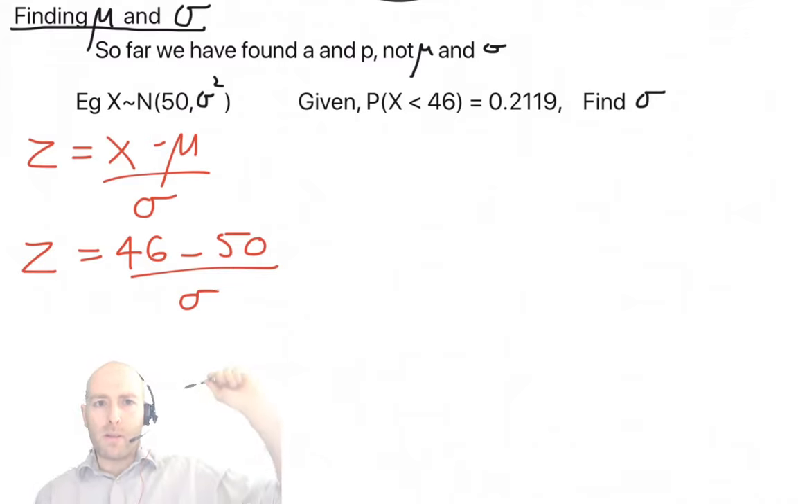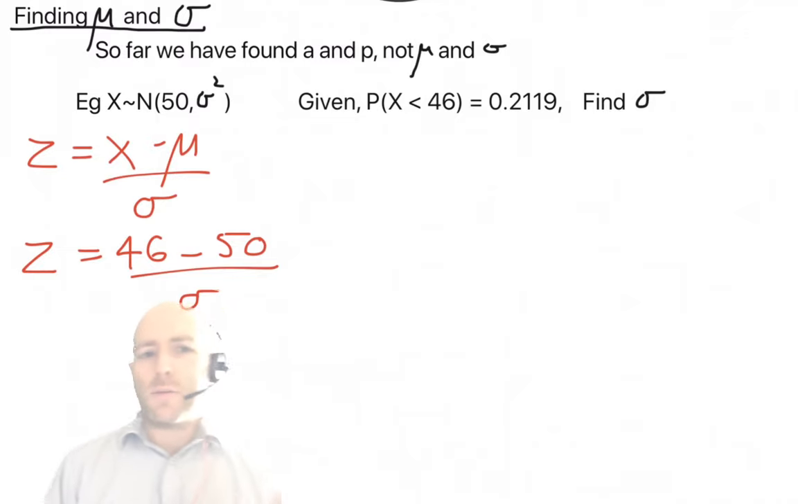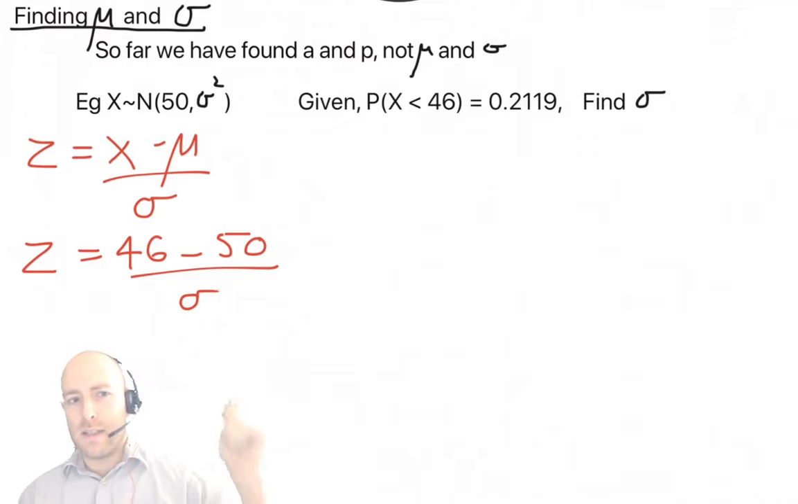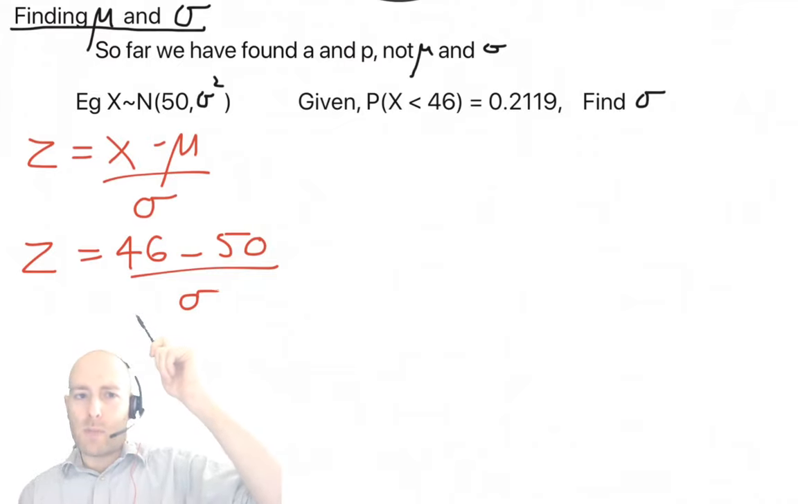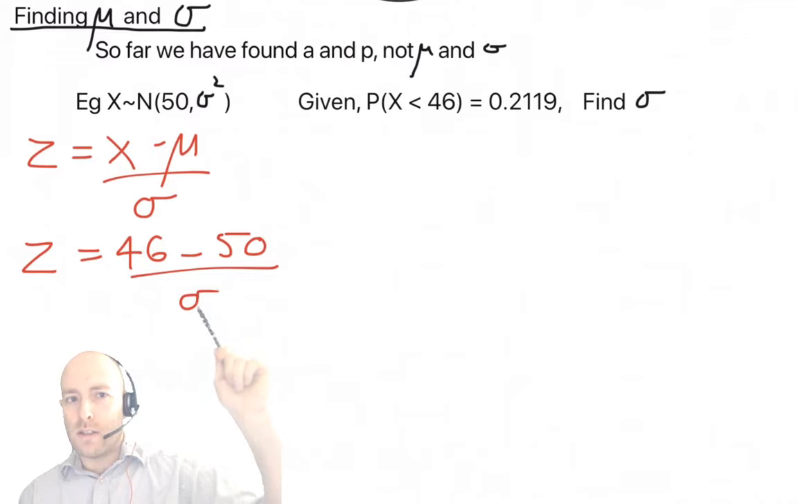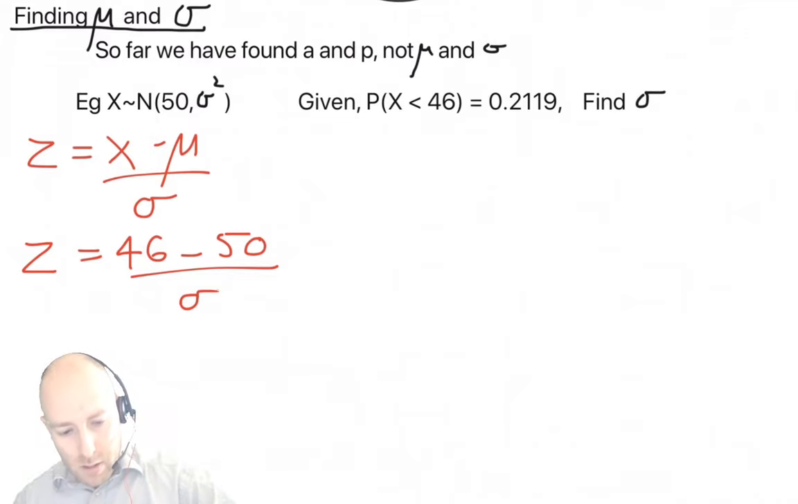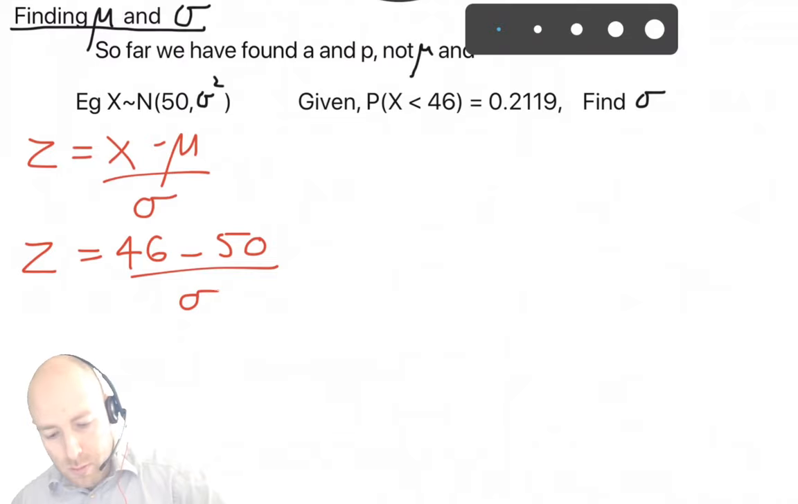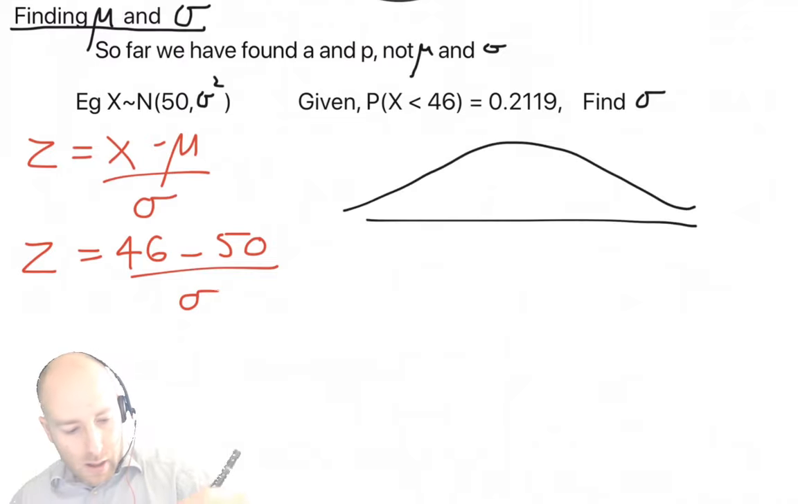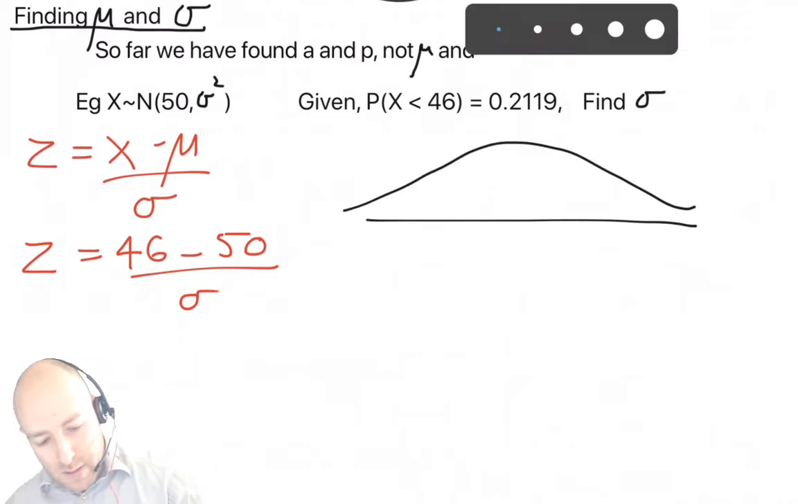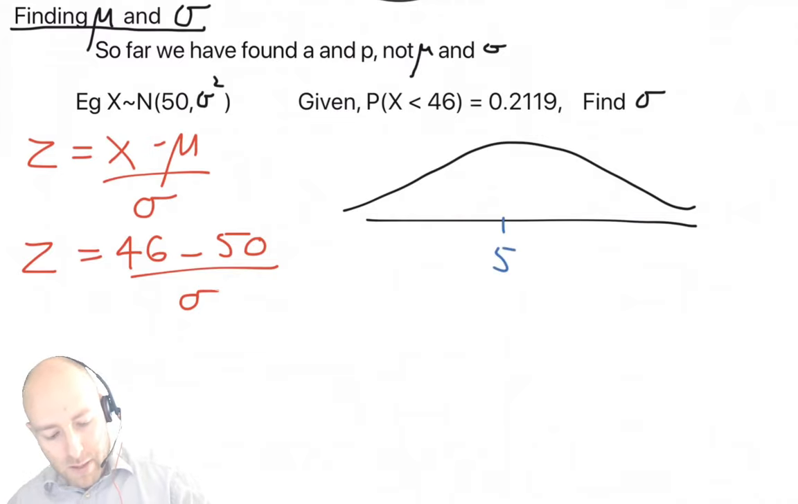So if we look back through what we've been told and what we've used, 50, we put sigma in as blank, we've used 46, but we haven't used the probability. So the idea with these questions is we can use the probability to find z, which we can then use in order to find sigma. So if I do a quick sketch of this, because you always want to sketch these, our mean was 50, the value we've been given is 46, and we've been told this area is 0.2119.